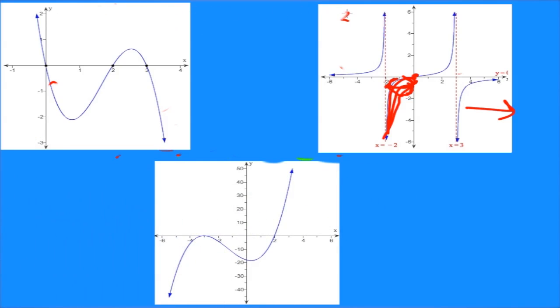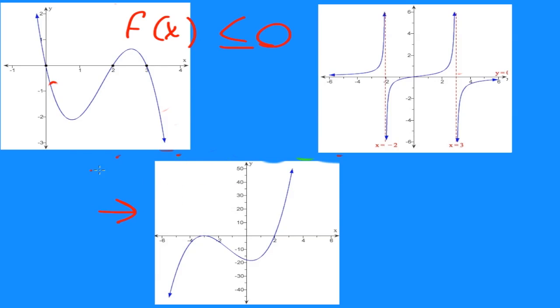Don't get bored. We're almost done. Third and final one. What happens when f of x is smaller than or equal to 0? At this, the third one. Well, when f of x is smaller than or equal to 0, what happens below the x-axis? So it is coming from negative infinity to negative 3. Okay? It's going from negative infinity to negative 3.